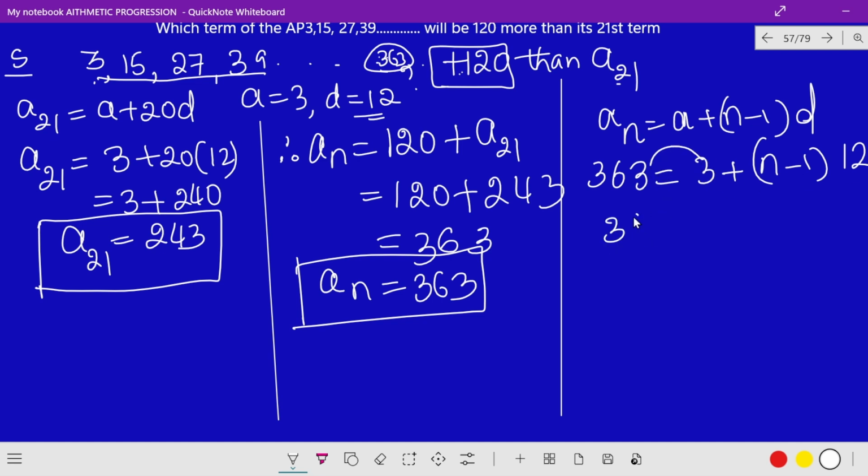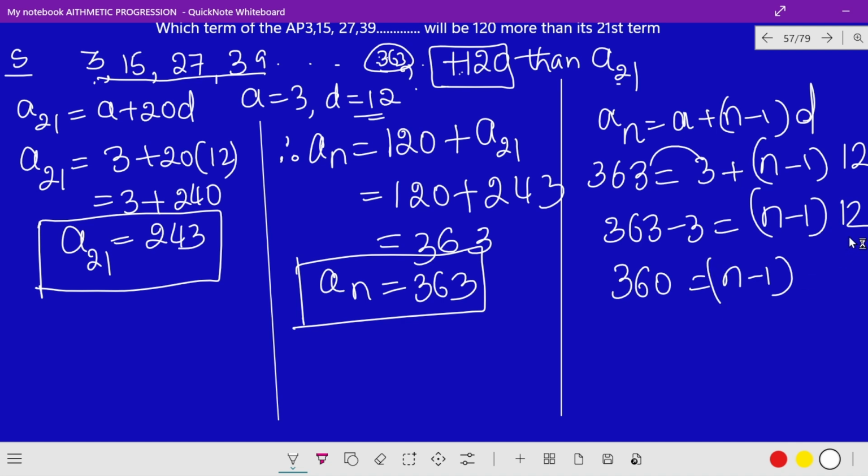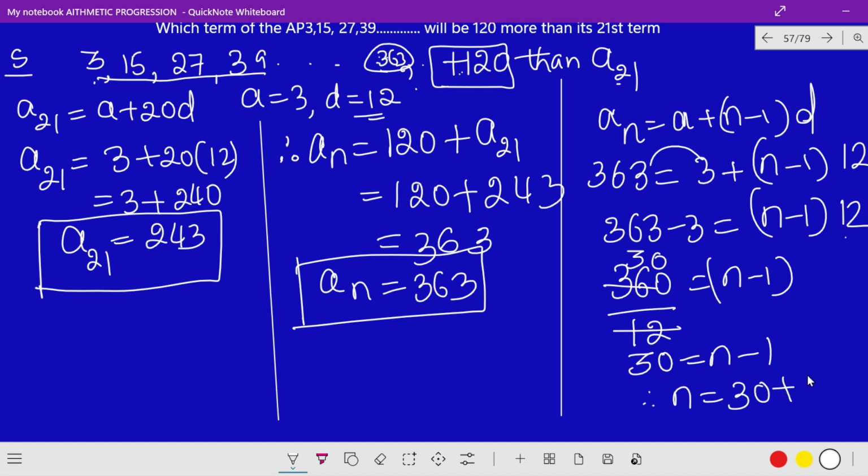Shift the 3 this side: 363 minus 3 is equal to n minus 1 into 12. So 360 is equal to n minus 1 into 12. That 12 comes down here: 360 divided by 12 is 30. So 30 is equal to n minus 1. Therefore, n is equal to 30 plus 1. This one comes this side, so n is equal to 31.